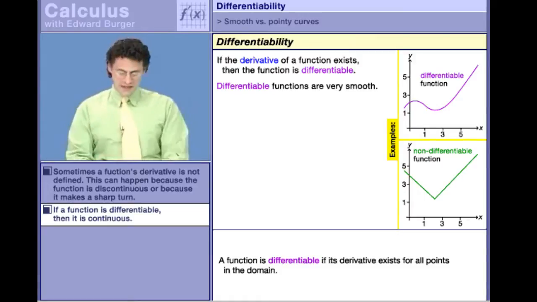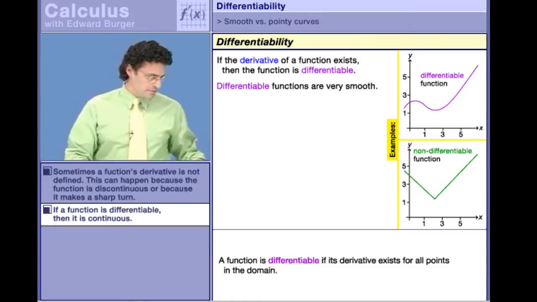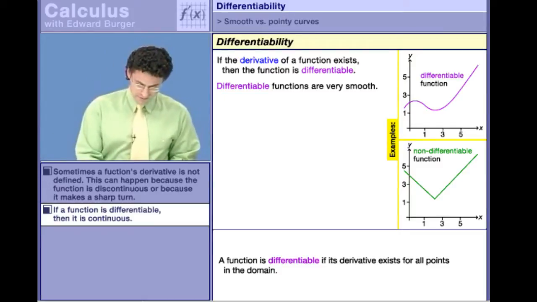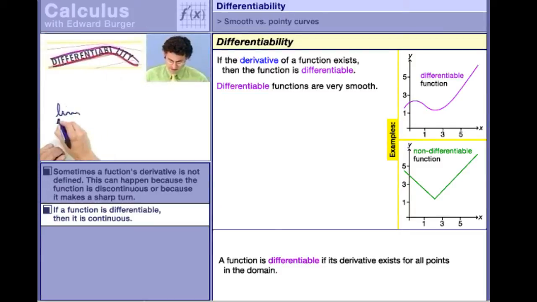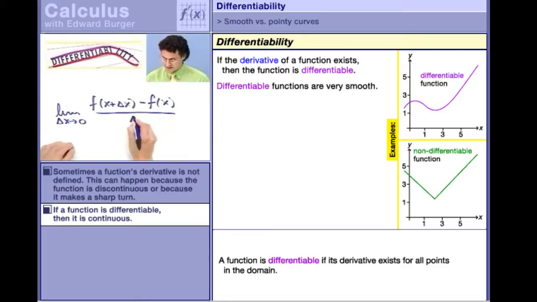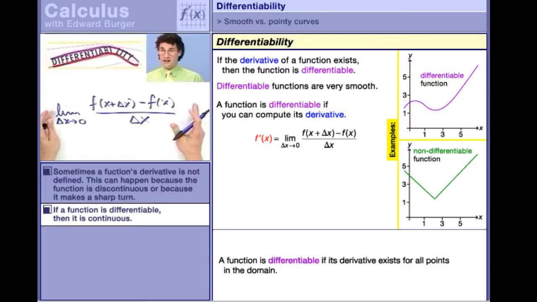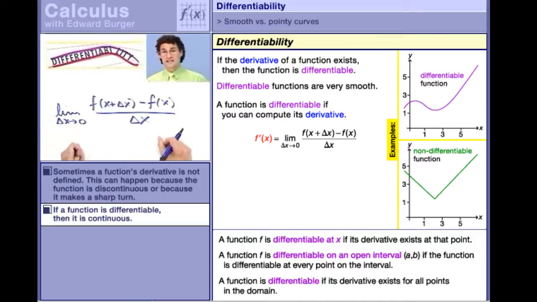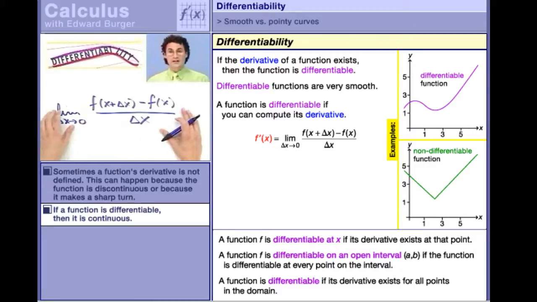If something is differentiable, a function is differentiable, if I can compute the limit as delta x goes to 0 of f of x plus delta x minus f of x, all divided by delta x. If that limit does, in fact, exist, then I say the original function f of x is, in fact, an example of a differentiable function, and this whole realm is called differentiability.